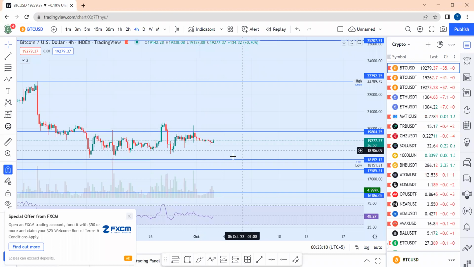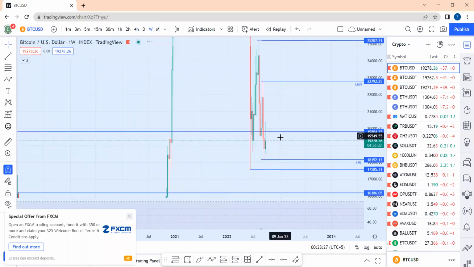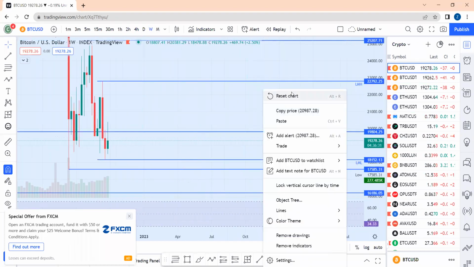So just be careful. Weekly closing will always be volatile, it always has some volatility. So if you can trade that volatility, it's good to make some bucks, but just be careful. Okay, there are a few things I would like to add.